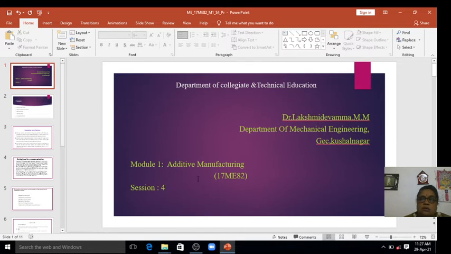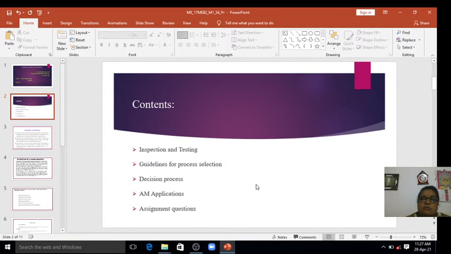In this session, I am going to talk about the fourth session of additive manufacturing. Some of the contents that I am going to highlight in this session are inspection and testing of AM parts, the guidelines for process selection, the decision process, and applications of AM parts, and assignment questions.